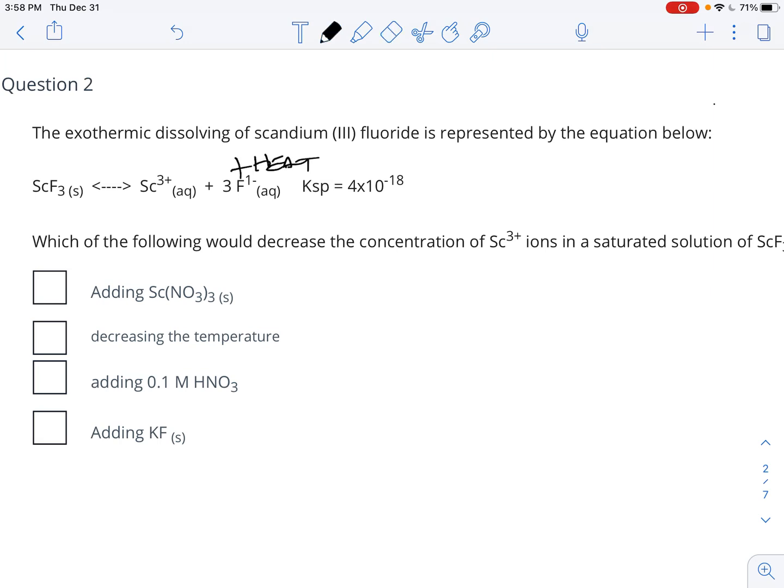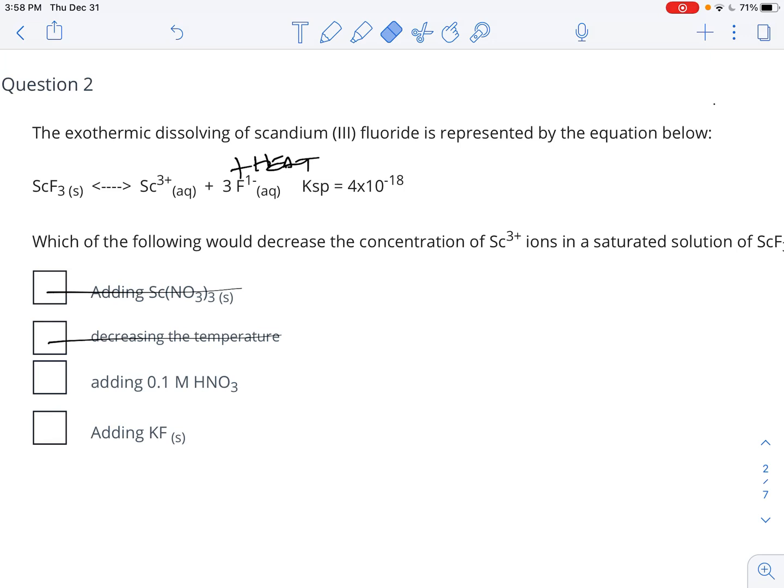Don't forget that heat was over here. If you decrease the temperature, that's going to send it to the left. Now that's going to make the scandium go up, so that's not what you want. That's no good. All right, well, what about adding in 0.1 molar nitric acid?